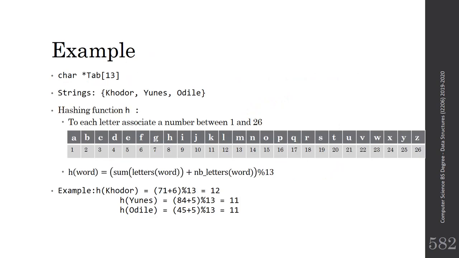Suppose we have three elements, three strings: Khodr, Yunus, and Odile. We have the hash table, which contains just 13 elements, from 0 to 12. In other words, whenever I give these keys, they will return an index between 0 and 12. For each of these keys, the hash function will return an index in the hash table.